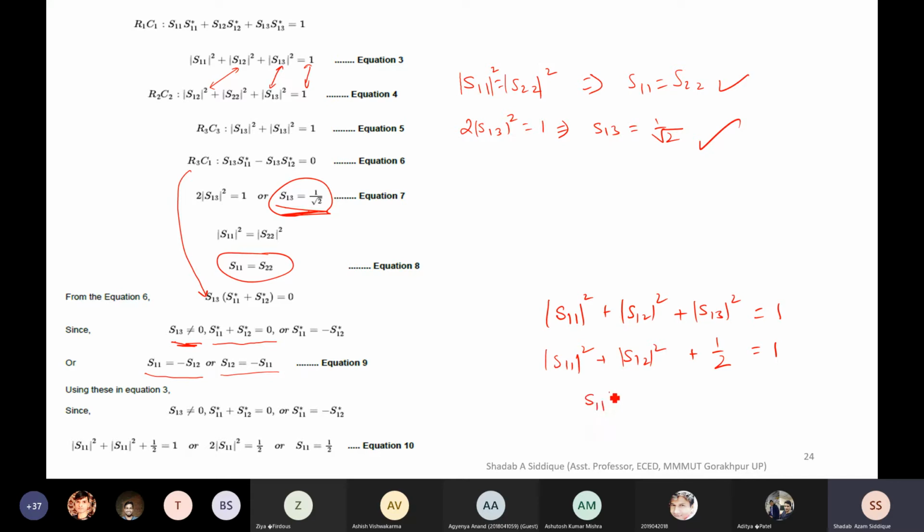So we can take S11 square plus S11 square, plus half equal to 1. So can I take 2 times S11 square, which is equal to half. So I can write it down, S11 square should be equal to 1 by 4. I can take 2 to this side and take a square root, so we'll get 1 by 2. So S11 I am getting 1 by 2. So if I am getting S11 as 1 by 2, that means S12 is equal to minus 1 by 2.